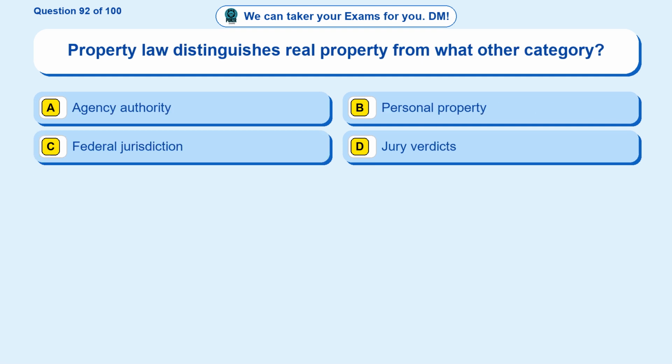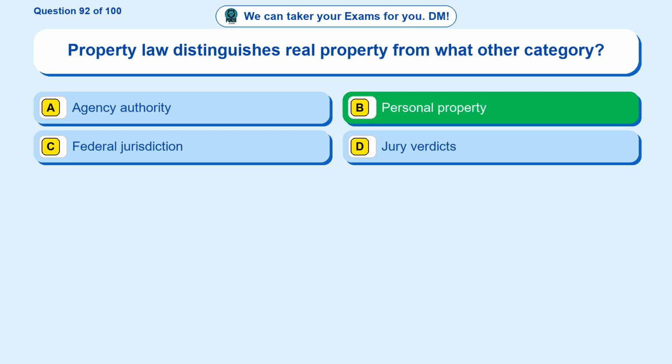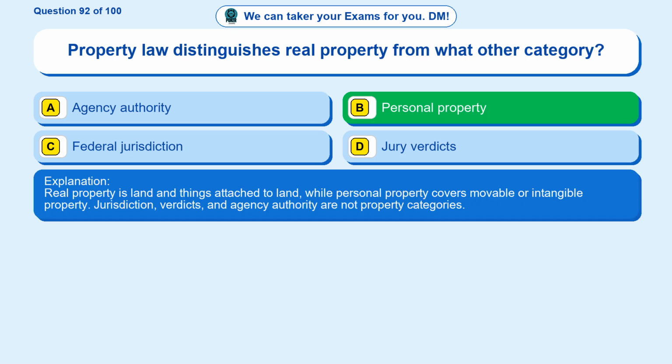Question 92. Property law distinguishes real property from what other category? Option A. Agency authority. Option B. Personal property. Option C. Federal jurisdiction. Option D. Jury verdicts. The correct answer is option B. Personal property. Real property is land and things attached to land, while personal property covers movable or intangible property. Jurisdiction, verdicts, and agency authority are not property categories.